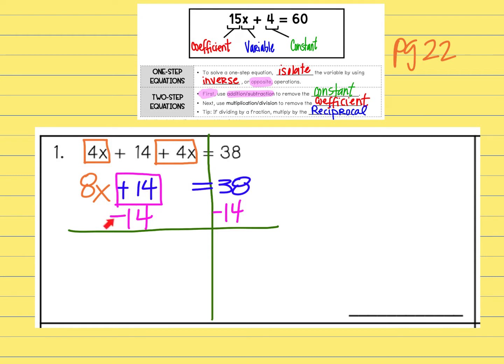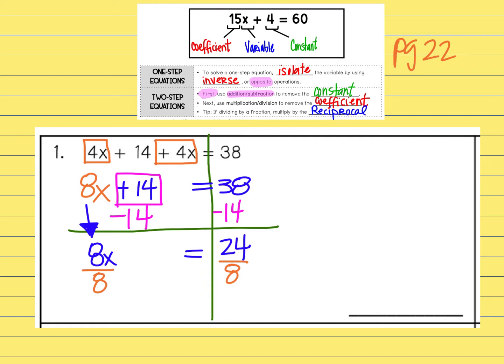Now positive 14, negative 14, these cancel each other out to be 0. 38 plus negative 14, or 38 minus 14. It's your choice on how you want to write that, but you would get 24. I'm going to bring down my coefficient and my variable of 8x, and then I'm going to say equals 24. The last step is the opposite of multiply or divide. Right now, this is multiply. So the opposite of multiply would be divide by 8. I'm going to go ahead and show on both sides dividing by 8. That's how I cancel out the 8 and only have x left.